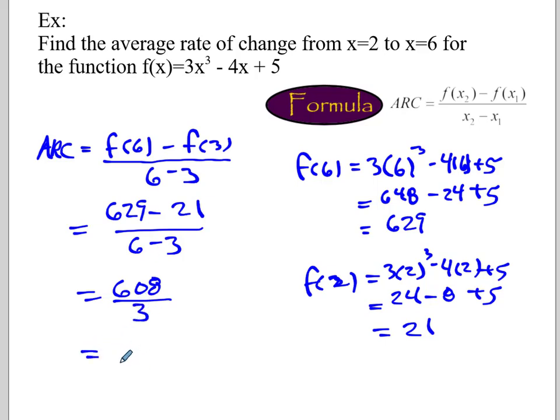So we have 200 and something, 608 divided by 3. So there's 202 full units and 2/3 left over. And you can use a decimal as well. So there's your ARC quickly reviewed. Just double check my numbers here. But the process is just put in the function values. Just remember the f's are not variables. It's functional notation, so you're substituting x or 6 into the original function.